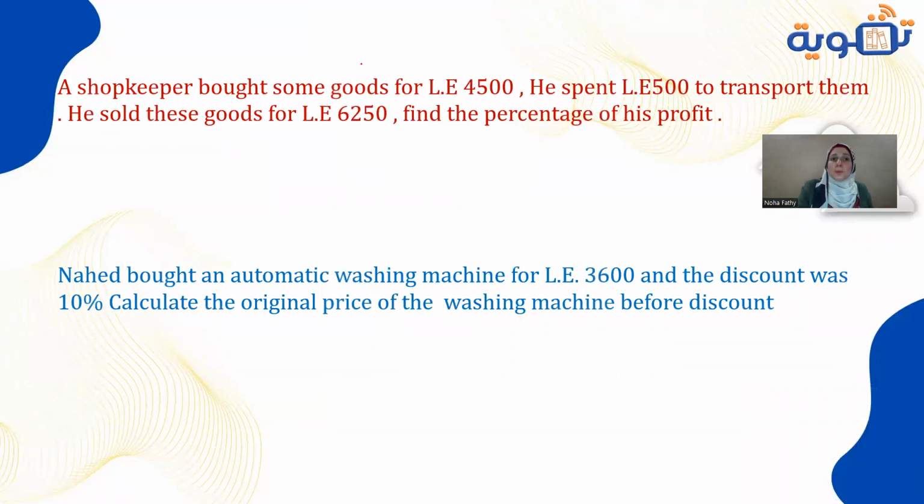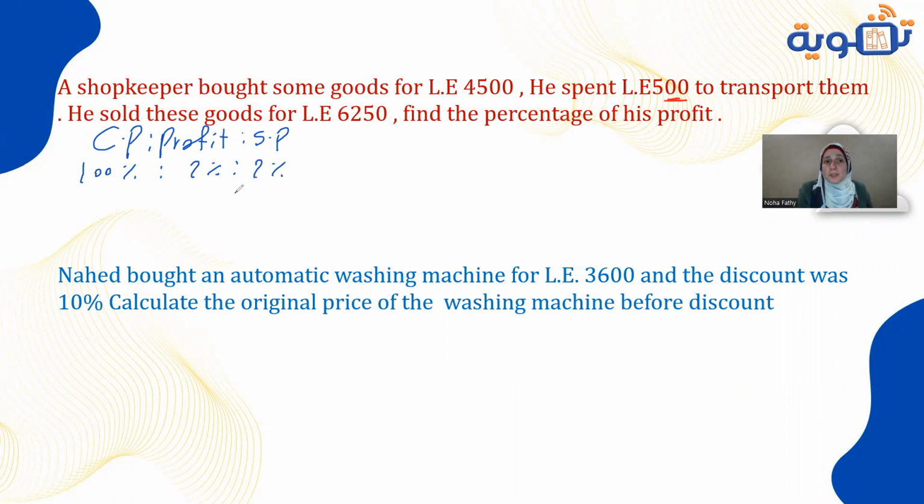A shopkeeper bought some goods for 4,500. He spent 500 to transport them. Then he sold these goods for 6,250. Find the percentage of the profit. The same concept. I will write cost price to profit to selling price. But in this case, here is 100%. The percentage of the profit, I don't know. The percentage of selling price, I don't know.